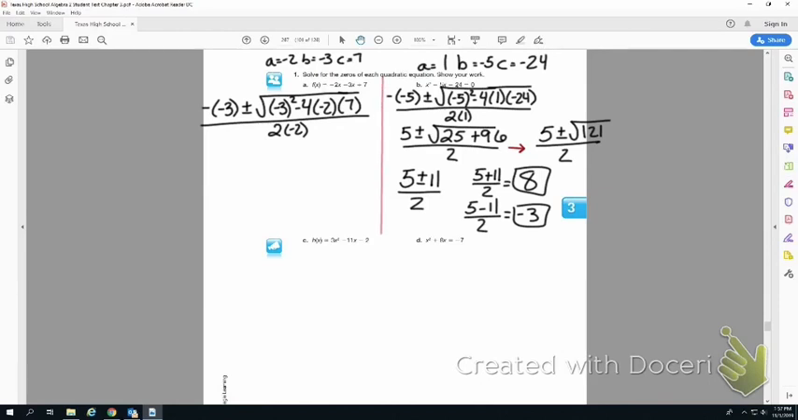Once I have that, I'm going to go through and get rid of all the parentheses. So that gives me 3 plus or minus the square root. What is -3 squared? 9. What is -4 times -2 times 7? 56. All over -4.